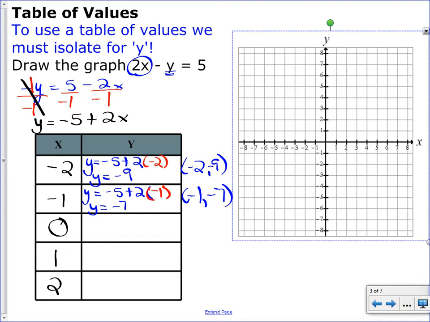Okay, Kristen, what do I do for the next one? Good. And Paula, what do I get now when I do that? 0 times 2 gives me what? 0 times anything gives me 0, so -5. So my ordered pair here would be 0, -5.